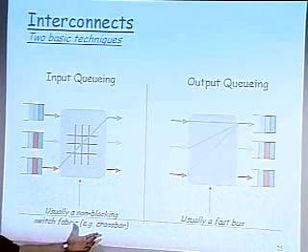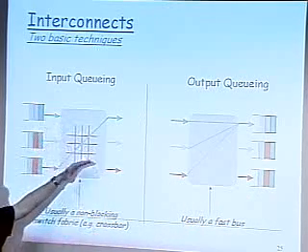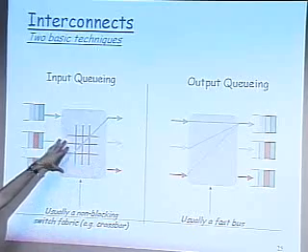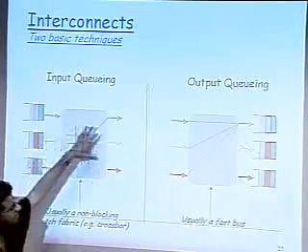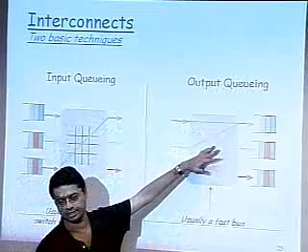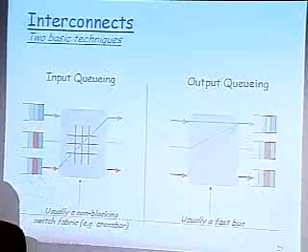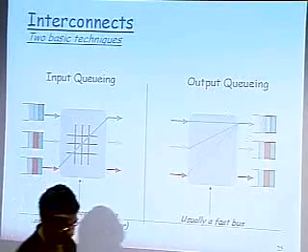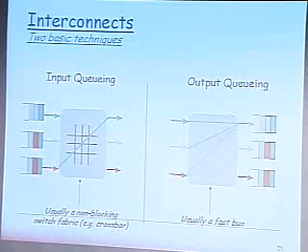a crossbar, a switching fabric, where you have an interconnect of this form. I'll explain how this works. And this involves input queuing. The other is you use a fast bus as your switching fabric. And in this scenario, what you have is output queuing. So let me explain what the two interconnect techniques are.